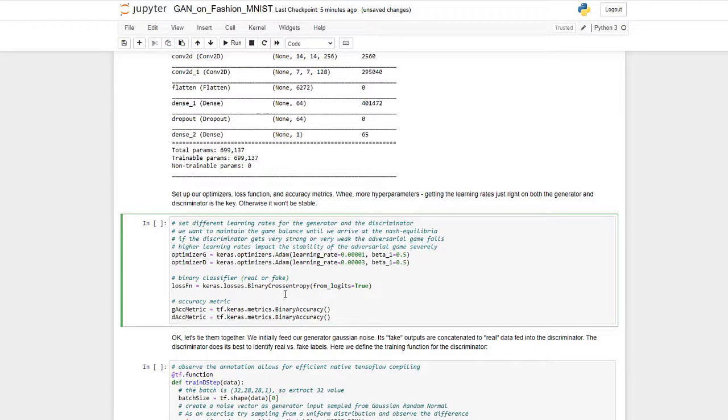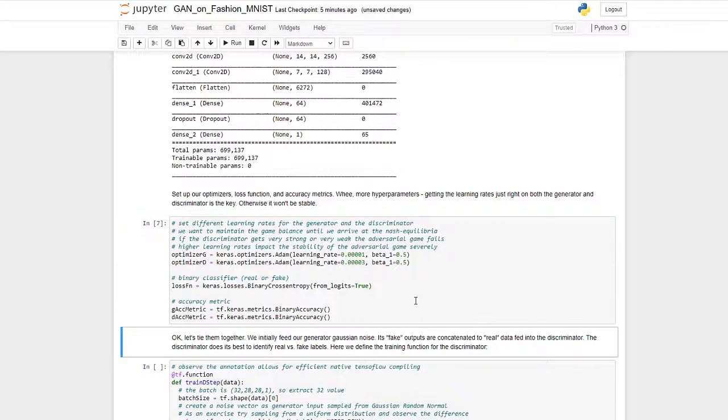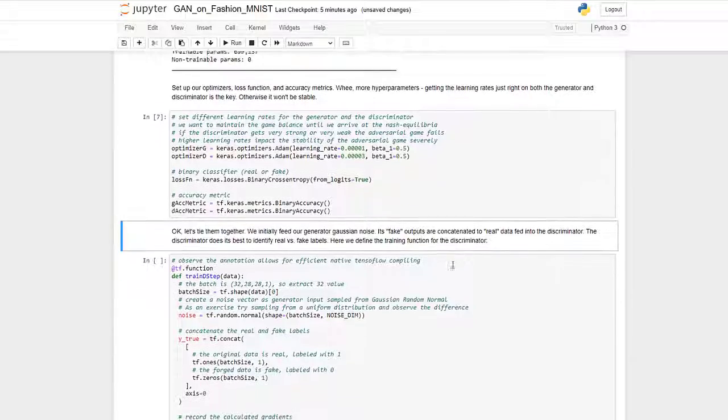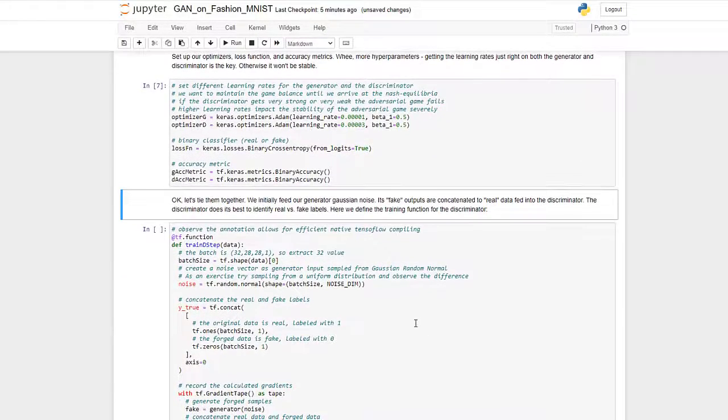Our classifier for the loss function is pretty straightforward, though. We're just trying to figure out if things are real or fake. So binary cross entropy fits the bill for that. Similarly, for accuracy, we want to see how accurate we are at guessing yes or no, is this a real image? So binary accuracy is totally reasonable for that as well. Shift enter, we got that all set up. All right, let's tie it all together.